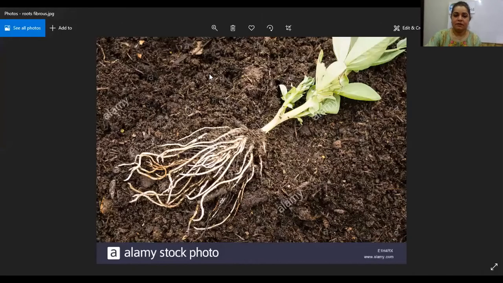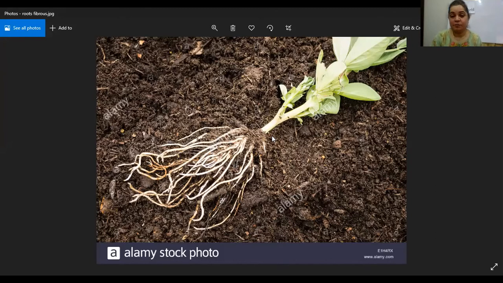So I'm going to show you another picture of the fibrous root. See, this is also the form of a fibrous root. Now we have taken out a plant to show you the fibrous root, because I cannot pull up so many plants to show you the roots. That would be very bad.